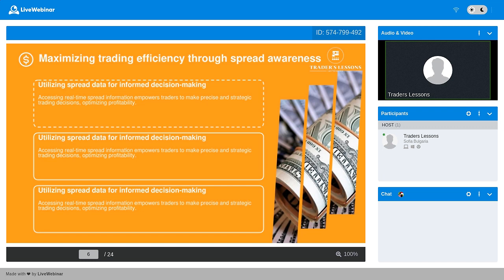Something I just said. Here you see it in our presentation, but it goes like that. Utilizing the spread data for informed decision making is essential, because accessing real-time spread information empowers you as a trader to make precise and strategic trading decisions, optimizing your profitability.